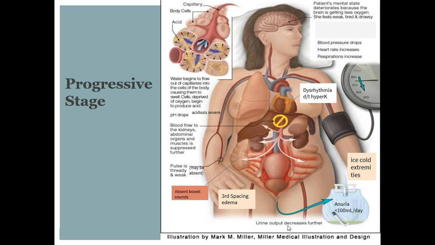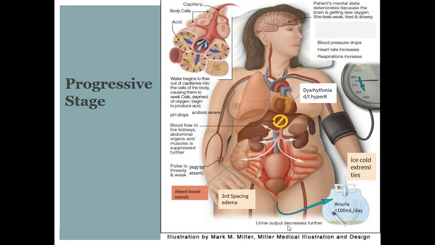So here's another illustration of the patient's response in the progressive stage. Clinical manifestations include lethargy or coma. The patient's mental state deteriorates because the brain, of course, is getting less oxygen. Blood pressure drops, causing hypotension. The heart rate will be increasing along with respirations increasing. You might have dysrhythmias due to the electrolyte imbalances. So you'll have hyperkalemia, elevated potassium levels.